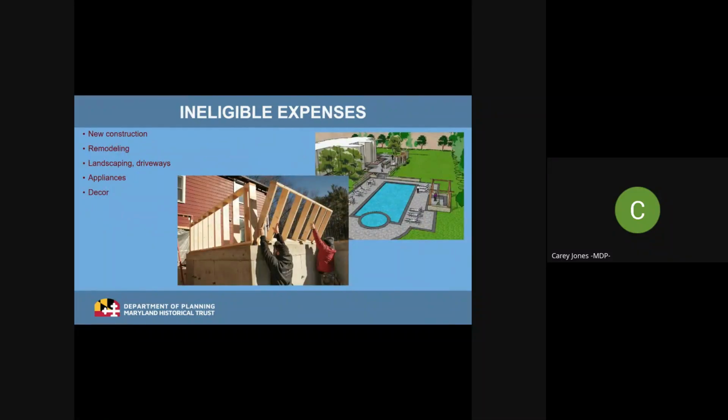Just as there are eligible expenses, there are also ineligible expenses. These include work outside of the building, such as landscaping and driveways, as well as new construction and remodeling. Interior decor, such as curtains, blinds, and rugs, are also not eligible expenses. Next slide, please.